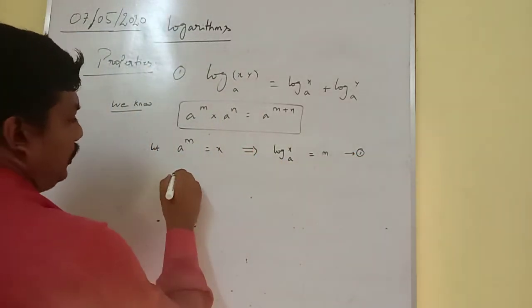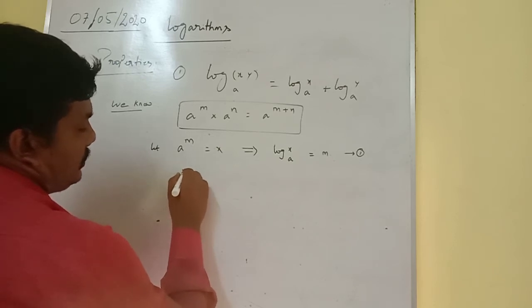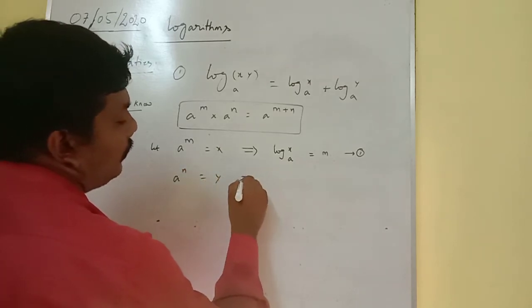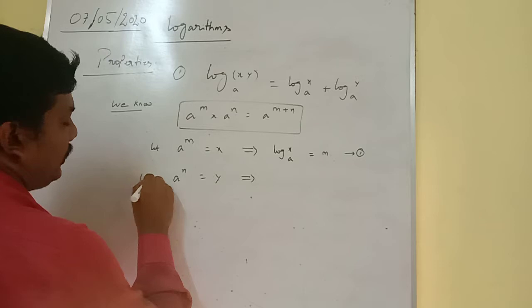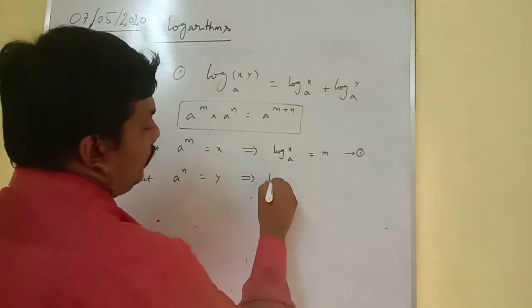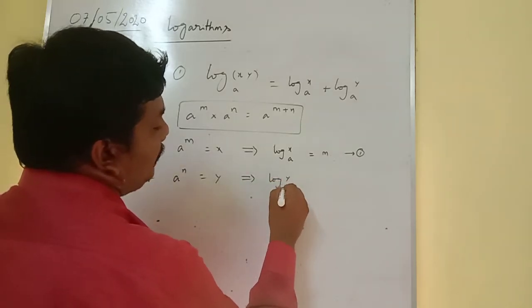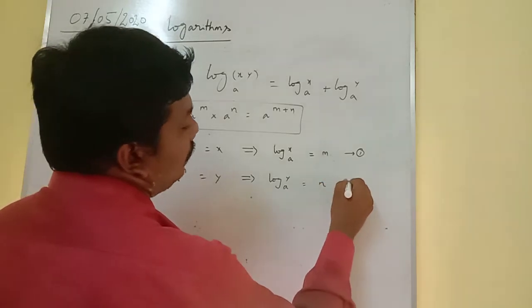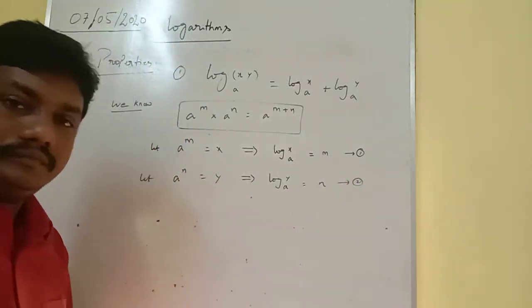Next, coming to a power n is equal to y. This is also something we are going to consider. Then what happens? Log y to the base a is equal to n. So this is the second condition.